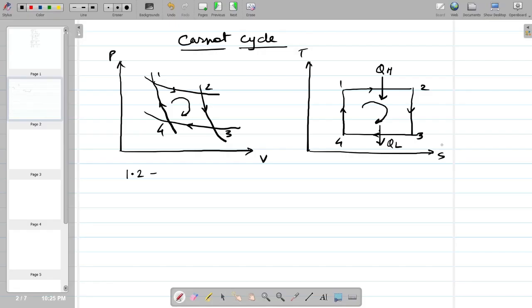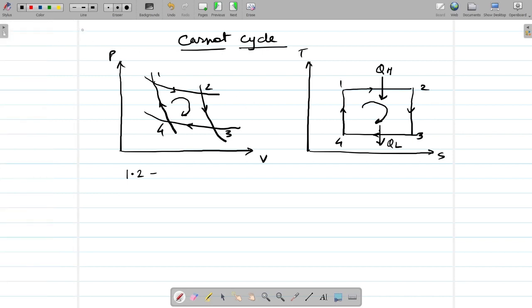Hello friends, so now we will see the Carnot cycle. This Carnot cycle constitutes four processes: a constant temperature heat addition, that is isothermal heat addition, isentropic expansion or adiabatic expansion, then isothermal heat rejection, and then adiabatic or isentropic compression. So these four processes constitute a Carnot cycle.